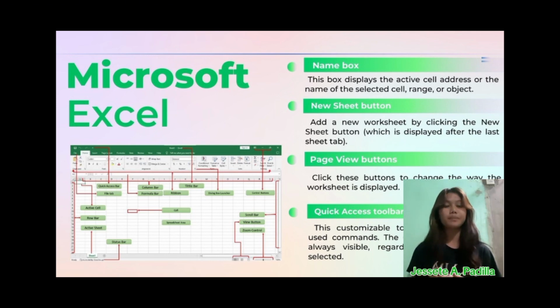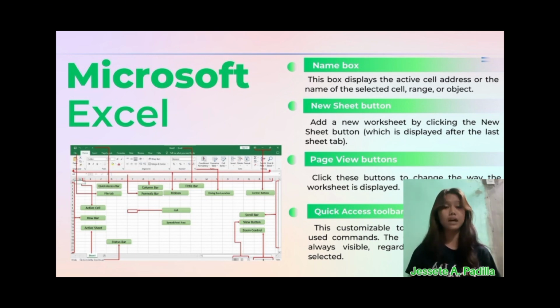It's typically represented by a plus symbol or a similar icon, usually located at the bottom of the workbook window near the existing sheet tabs. Next is the page view button. It allows you to switch between different viewing modes for your document. It's typically represented by an icon depicting a page or a document layout.